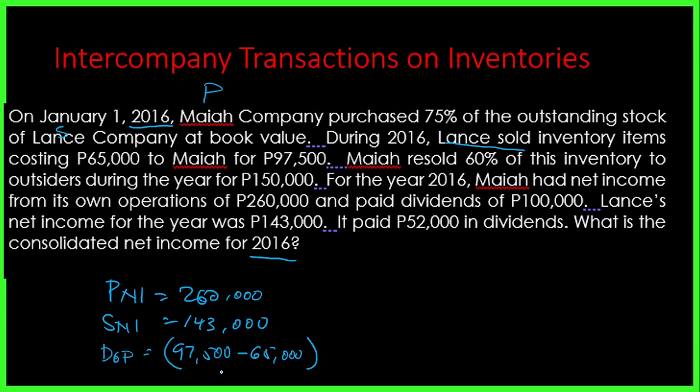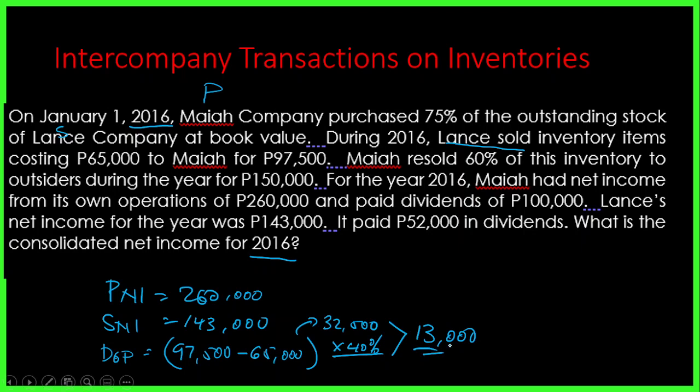Okay, so this will be 532,000. Okay, so it's now 32,500. If all of this was sold, this will be realized sana. Okay, so okay lang. Pero sabi niya, resold 60% of this inventory to outsiders, meaning 40% of this is in our inventory. Ayan. So, let's try to compute 32,500 times 0.4 equals 13,000. So, this is now your deferred gross profit.